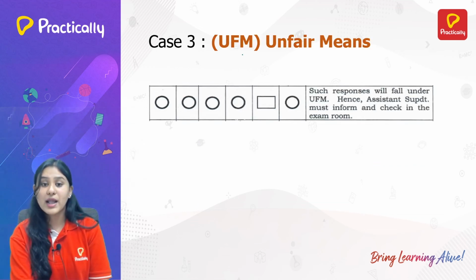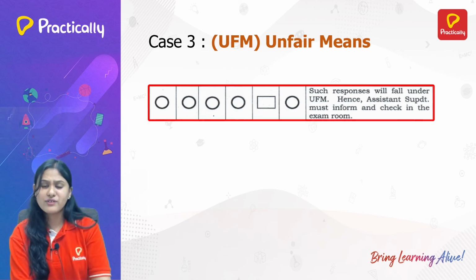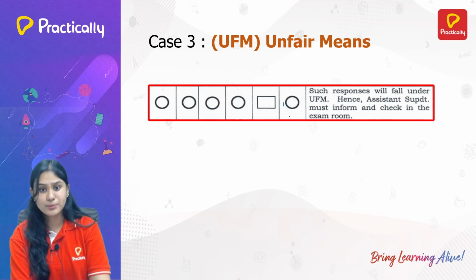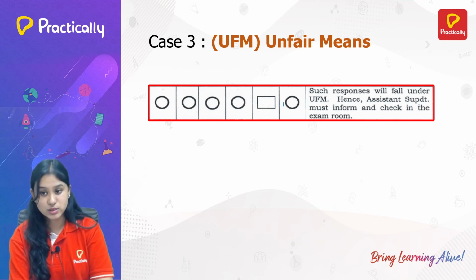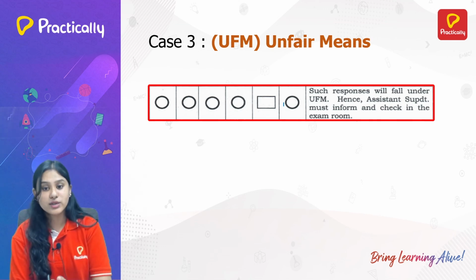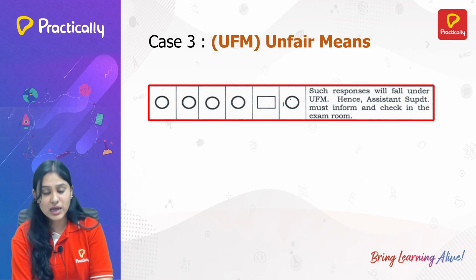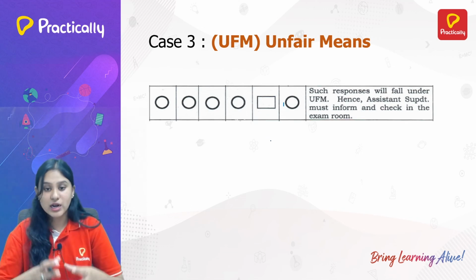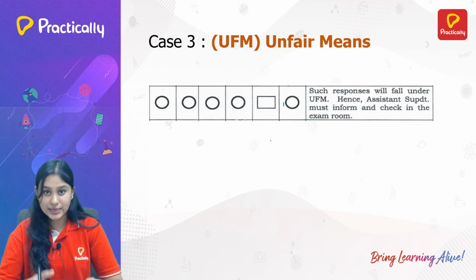Next, unfair means, what is this? Here you have left everything empty. You did not know what to do, or you did not come to a conclusion of a right answer. You did not even fill the circle of the unattempted column. This is considered as unfair means, but in this case the assistant superintendent must inform and check in the exam room. He or she will guide you, and then you can mark unattempted if you are not attempting that question. I hope you have understood in what cases your question is attempted, and in what cases it will be considered as unattempted or by unfair means.